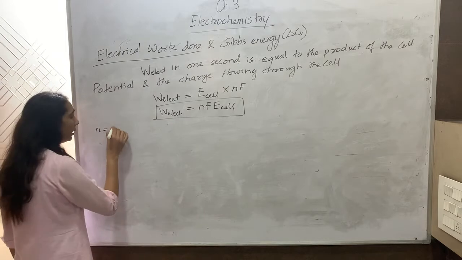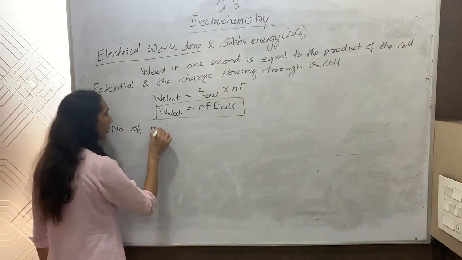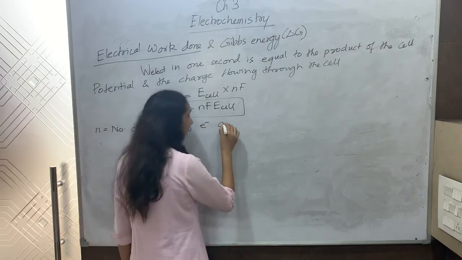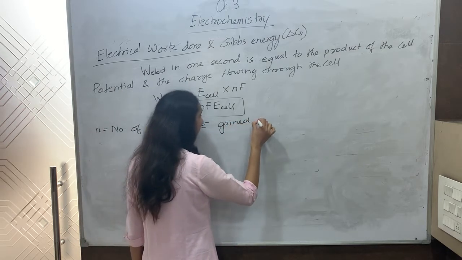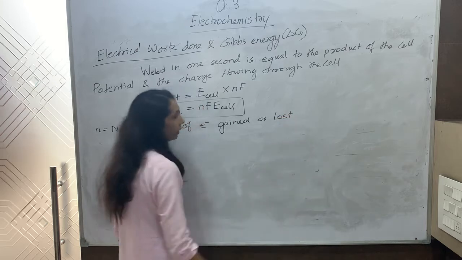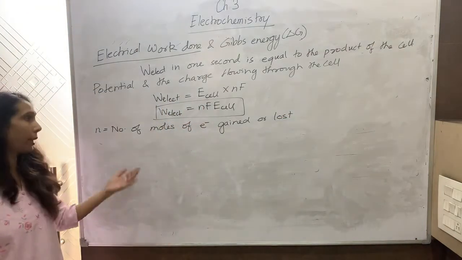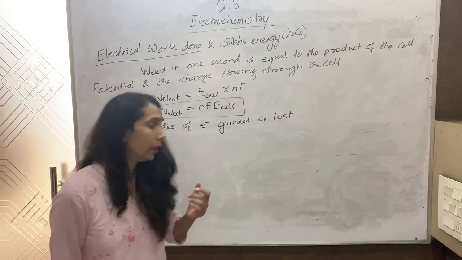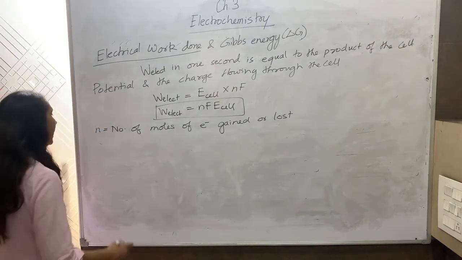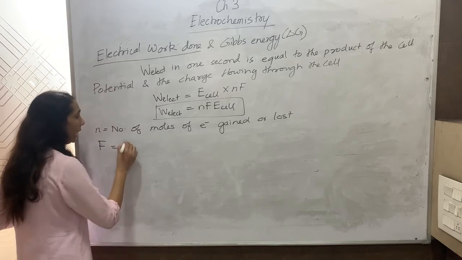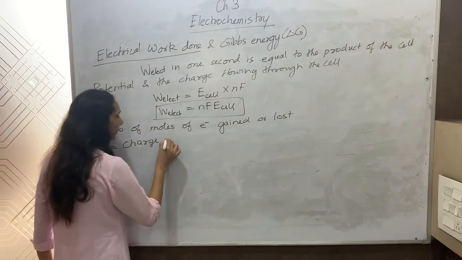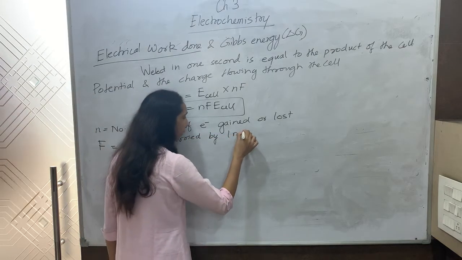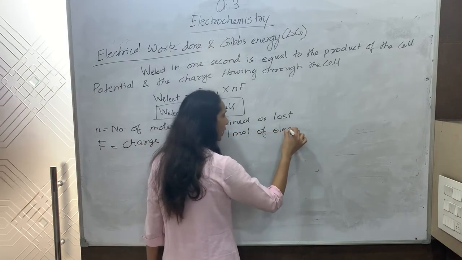N is the number of moles of electrons gained or lost. That means in oxidation, the number of moles of electrons lost, or in reduction, the number of moles of electrons gained. In a balanced chemical equation, both are equal, so it is N. And F is the charge carried by 1 mole of electrons. Let us calculate its value.